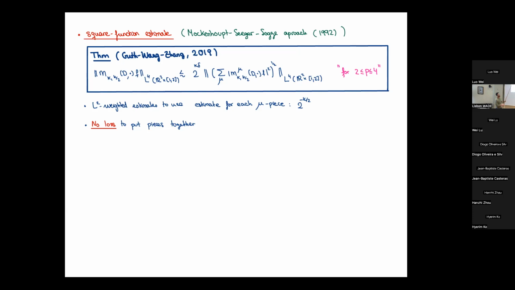For the maximal estimate, we don't need that much. We don't need just a little bit. But for the sharp local smoothing, this would be the optimum.